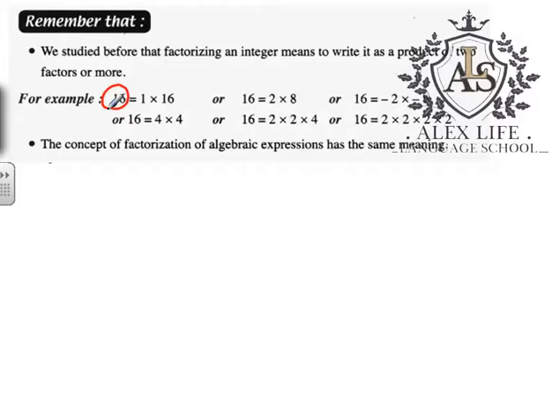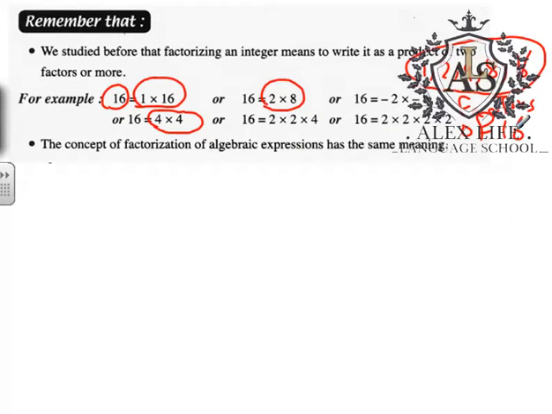What's the meaning of factorize it? We get two numbers that, if we multiply them, we get 16. We have 1 times 16 and 4 times 4, also 2 times 8. Now we get 1, 2, 4, 8, and 16. These are all the factors of 16. Okay?